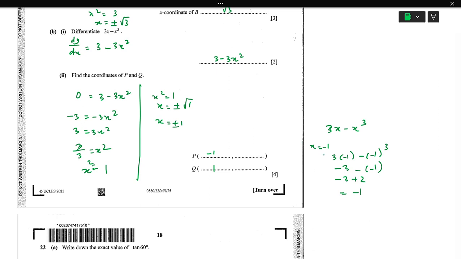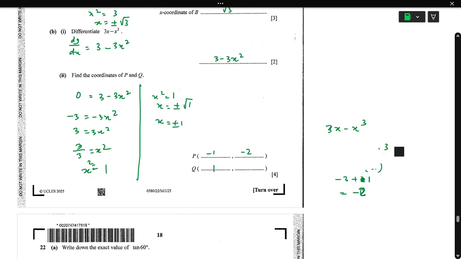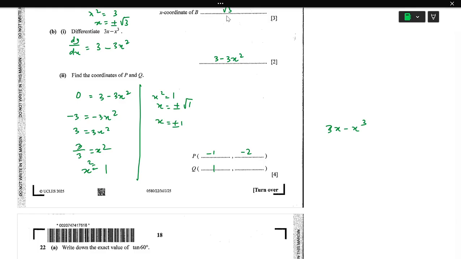So the answer is going to be negative 2. So here y is negative 2. Next, I put x equal to positive 1: 3 of 1 minus 1 cube, which is 3 minus 1, equal to 2. So here we get 2.